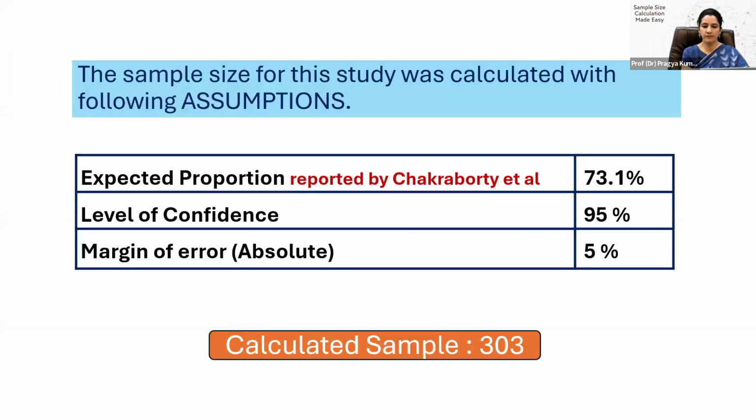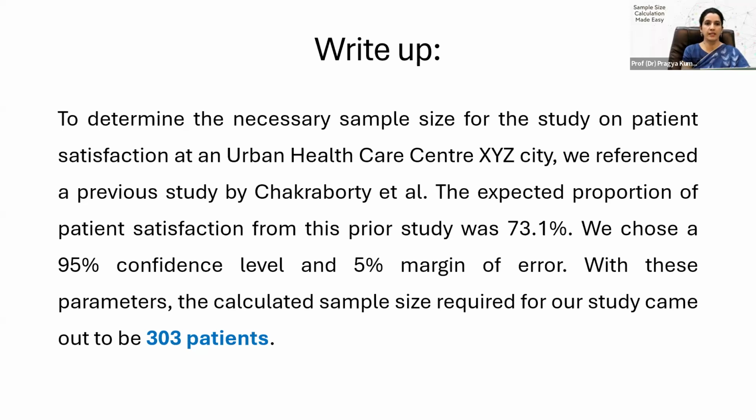Next question: how to do the write-up? This template is there with you. You can do the write-up taking help of these templates. I have written that to determine the necessary sample size for the study on patient satisfaction, I have taken a reference of a previous study, Chakravarti et al., and I will give a citation. The expected proportion of patient satisfaction from this prior study was 73.1%. We chose a 95% confidence level and 5% margin of error.